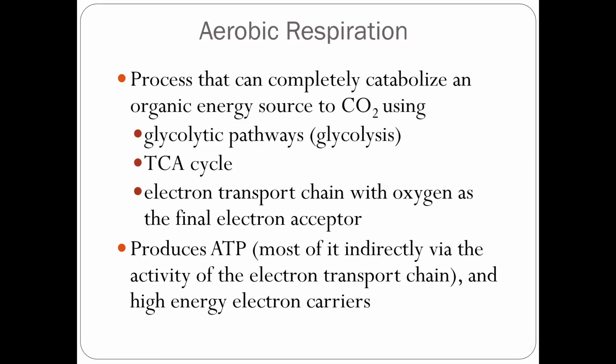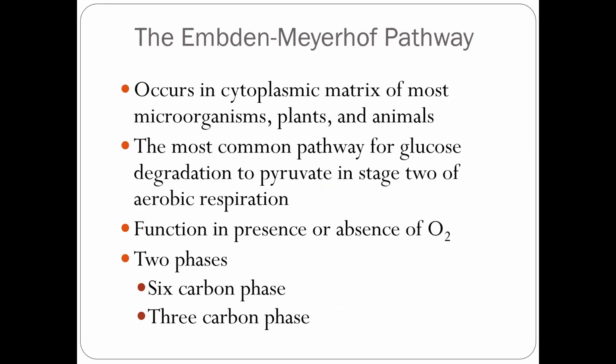Now we're going to talk about aerobic respiration. We talk about glycolysis, the TCA cycle, and the electron transport chain, and they will generate ATP. So we already talked about those. We're going to go a little bit easier. This is called the Embden-Meyerhof pathway, another name for glycolysis. It happens for most bacteria in the cytoplasmic matrix. But specifically for fungi, yeast, and molds, it is in the mitochondria.